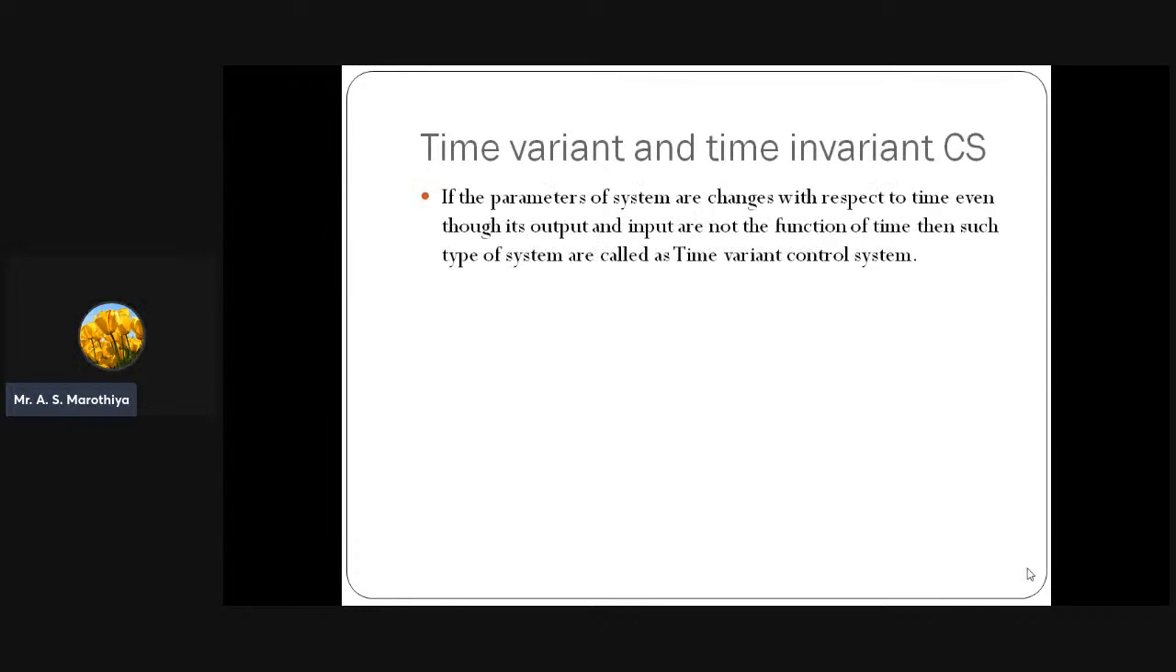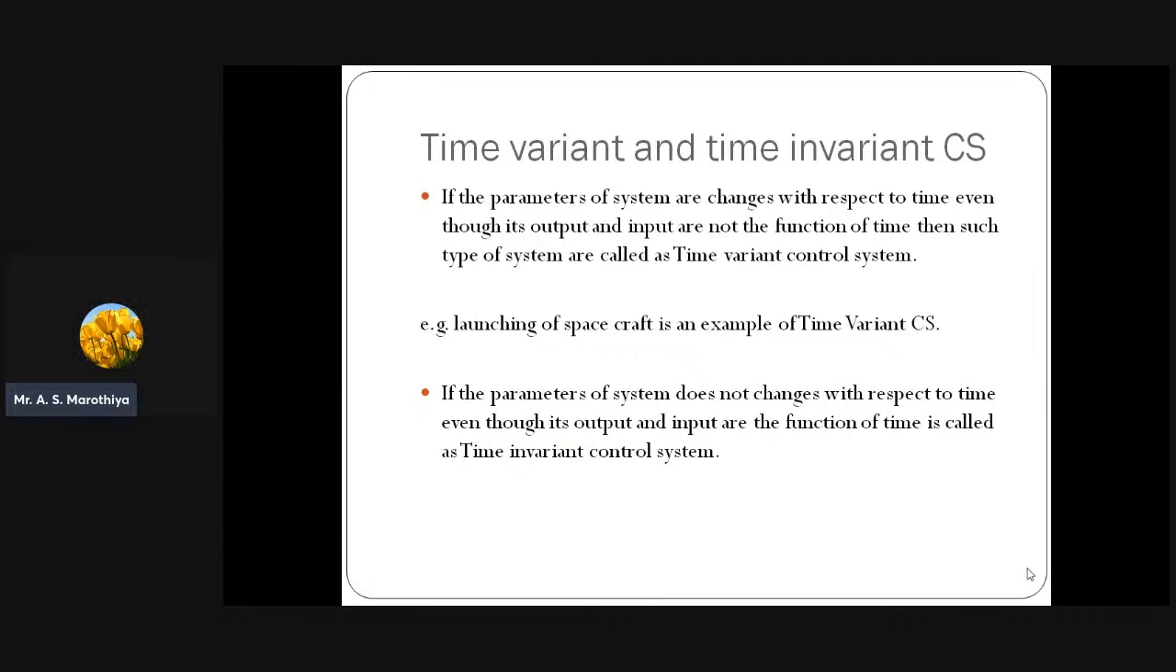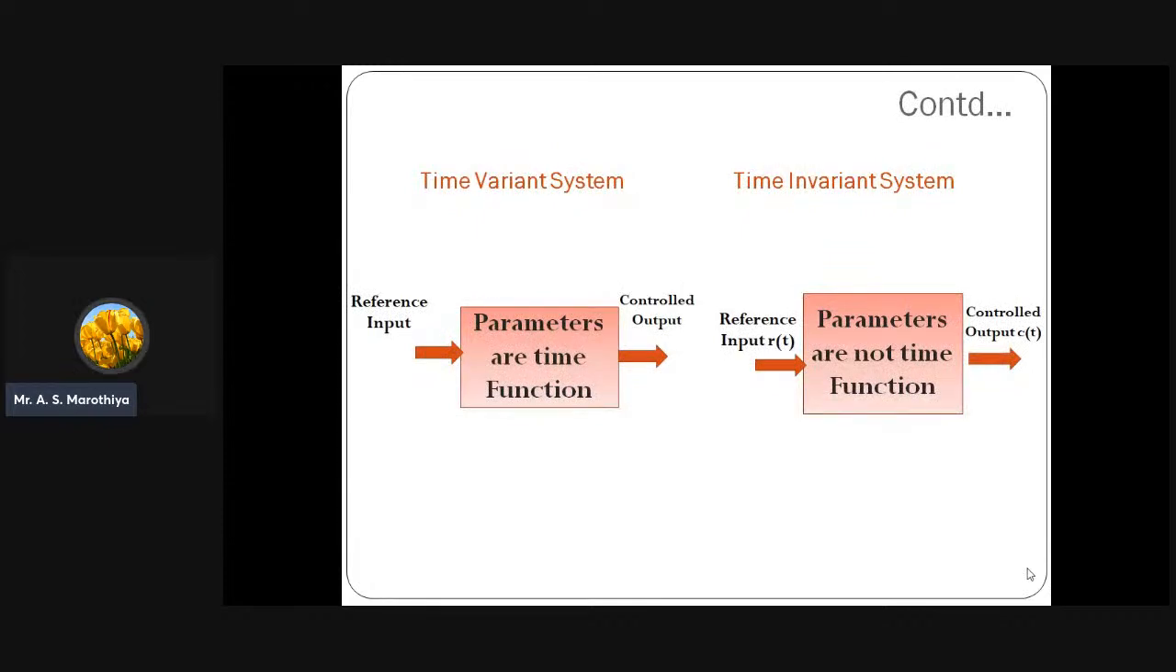An example of a time variant system is the launching of a spacecraft or satellite, and an example of a time invariant system is any simple electrical circuit with a combination of R, L, C. Once we have designed that circuit, the values of R, L, and C are constant, irrespective of the input excitation and the controlled response. This figure indicates how to represent time variant and time invariant control systems.